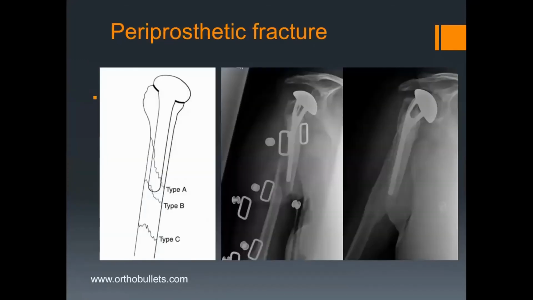So periprosthetic fracture is another complication, and I can't remember what this classification is called, but it's quite an easy one to remember. Vancouver. What was that, Dylan? Vancouver. So there are three types. Type A is above the level of the humeral prosthesis, type B is at the level of the tip, and type C is below the level of the tip.